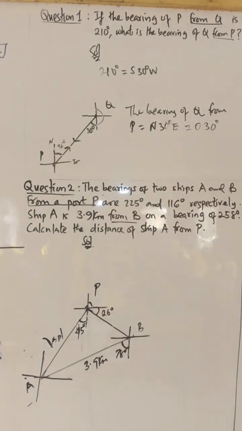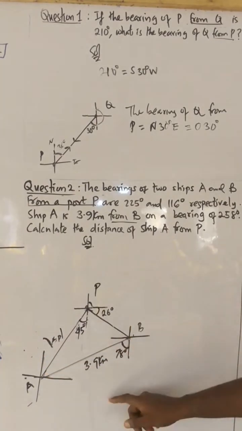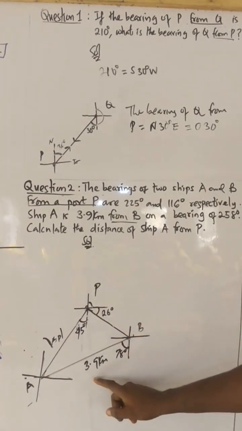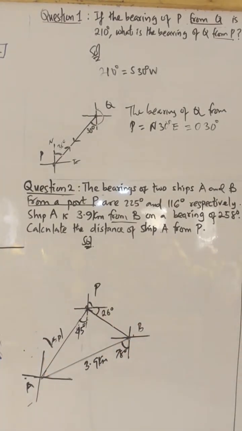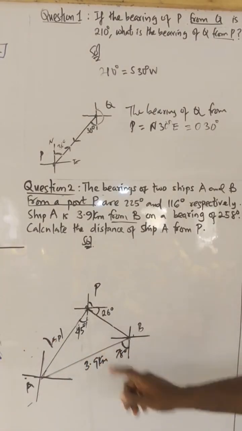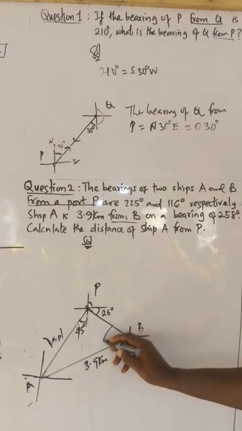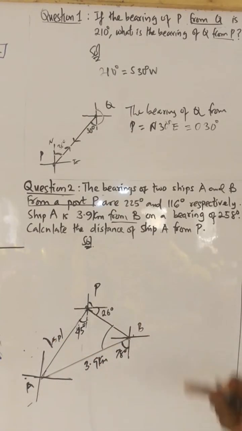Now, how can we get AP? This triangle is not a right angle triangle. So we either use sine or cosine rule. But obviously here we cannot use cosine rule. Why? To use cosine rule, we must know the other two sides. We are not given PB. We are only given this. So we have to use sine rule. And for sine rule to get AP, we need the angle facing it. This is the angle facing AP. We need to get it. Although we are not given, we can get it from what we are given already.